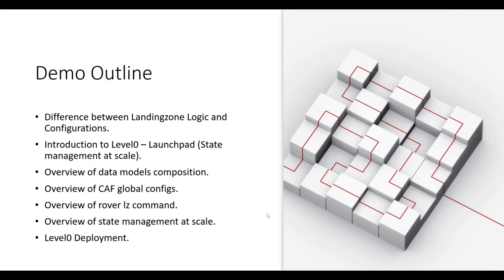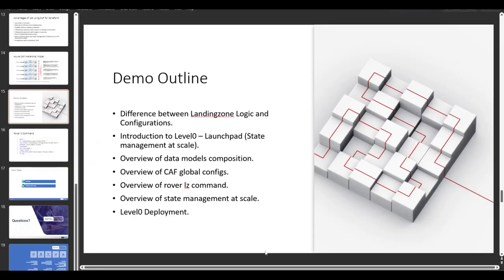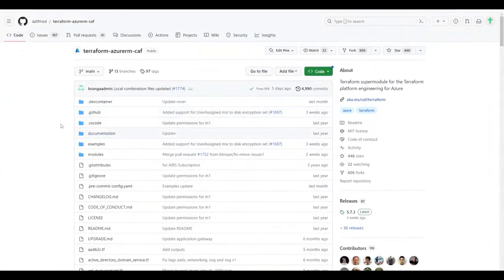So before digging into the actual demonstration, let's take a look at what the CAF super module actually is. It has different names, like Terraform Cloud Adoption Framework for Terraform Landing Zone, or Terraform super module for Azure. It is maintained by Azure Microsoft engineers as well as the open source community. For example, this is a GitHub repository that has been linked with the Terraform registry as well. That means this module is published in the Terraform registry as well.